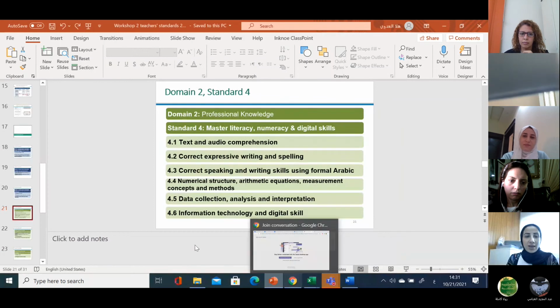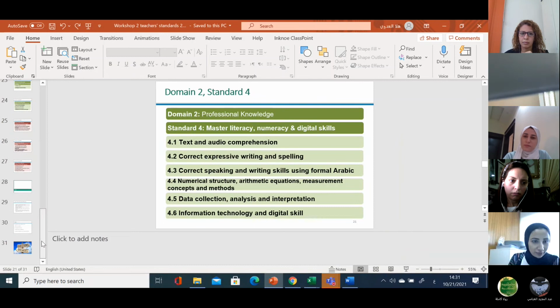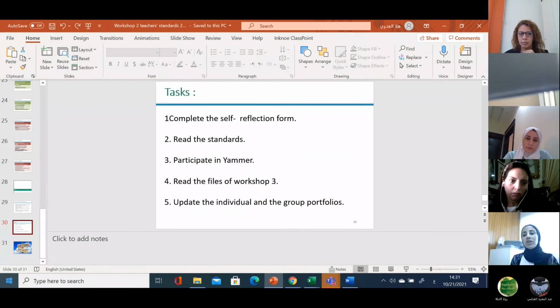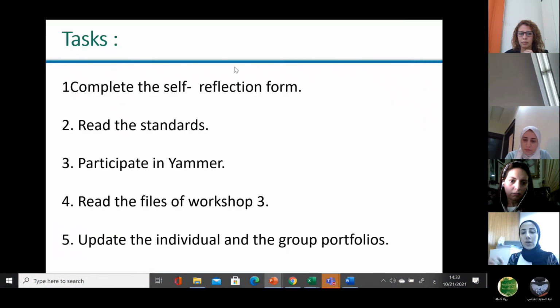Okay. Now, your task. I introduced the 10 standards for you. So I'm going to upload on OneDrive the self-reflection form. What do I mean by self-reflection? You're going to read the standards and think about what your strength points are in each standard, and what you think you need to work on more in other standards. You're going to read the standards in order to answer this form.